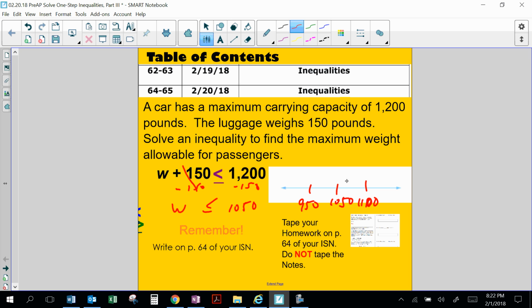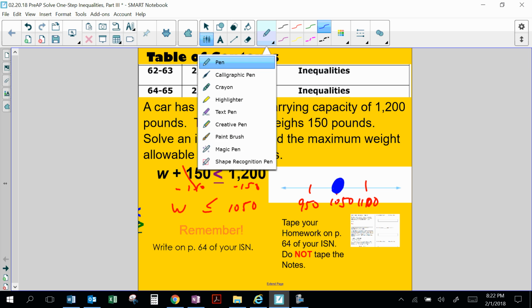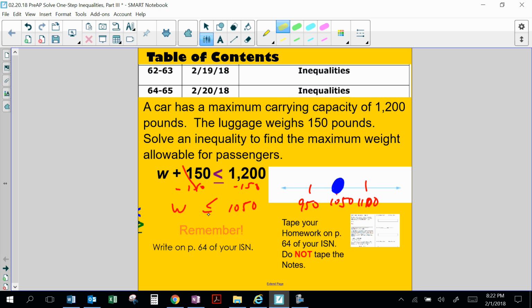So can the weight be 1,050? Yes, it can. So we have to bubble in. Can it be lesser than 1,050? Yes, it can. So we highlight this. Let's look at this. So 950. 950 plus 150 is 1,100. Is that lesser or equal to 1,200? It is. Our test point worked.